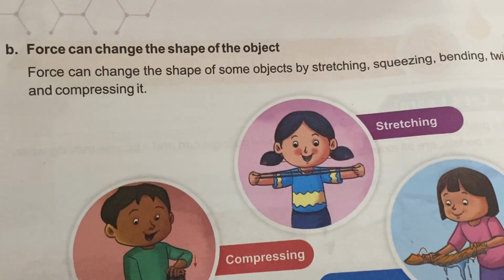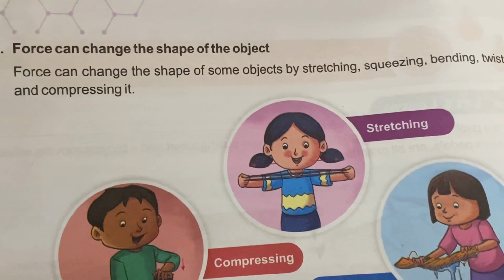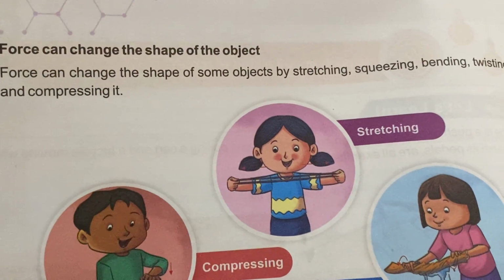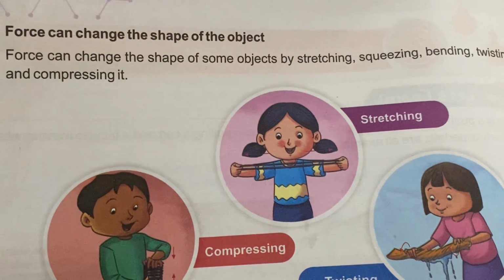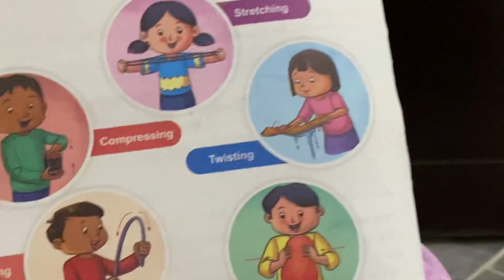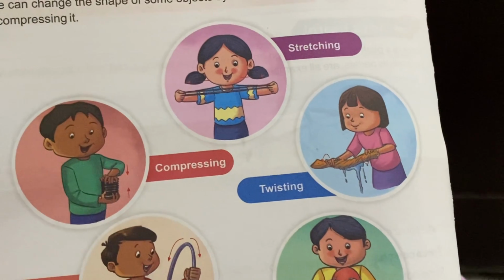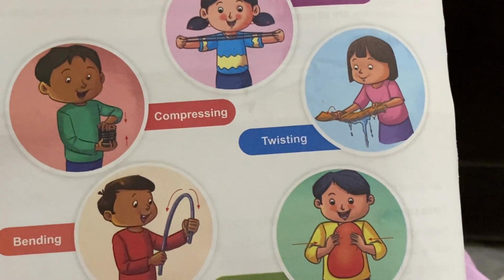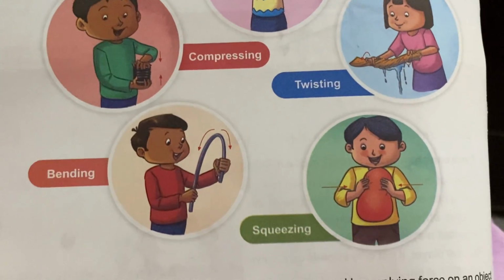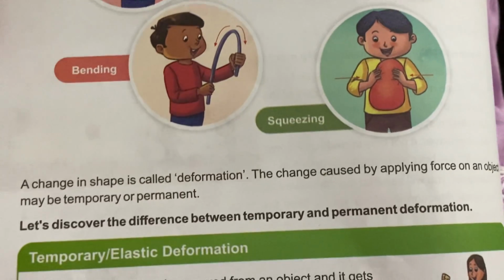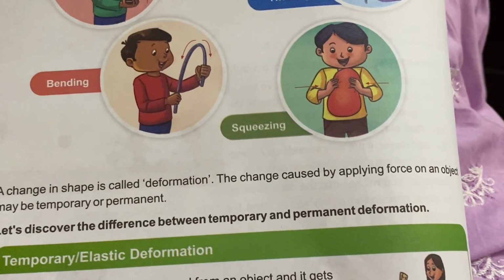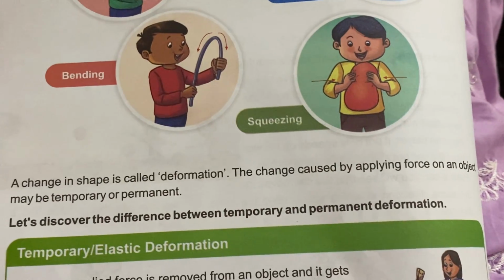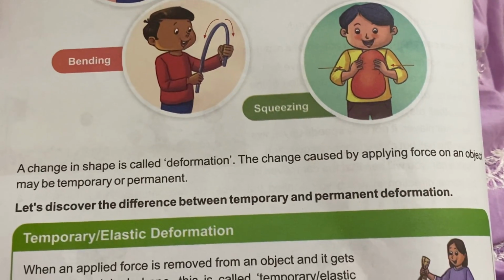Force can change the shape of an object. Force can change the shape of some objects by stretching, squeezing, bending, twisting and compressing. Here is the diagram of stretching, compressing, twisting, bending and squeezing. A change in shape is called deformation. The change caused by applying force on an object may be temporary or permanent.